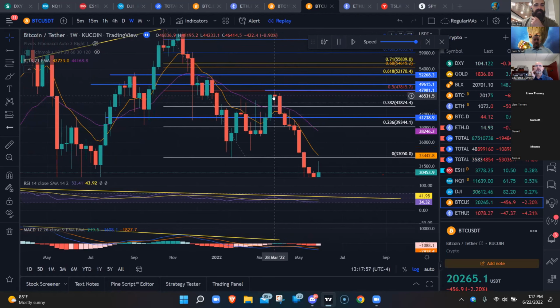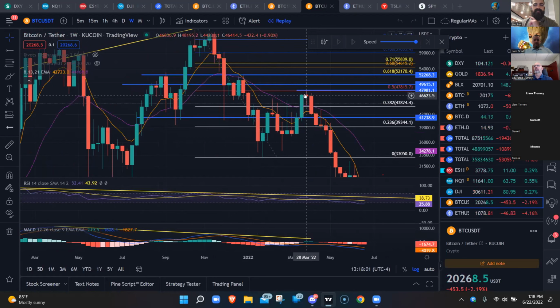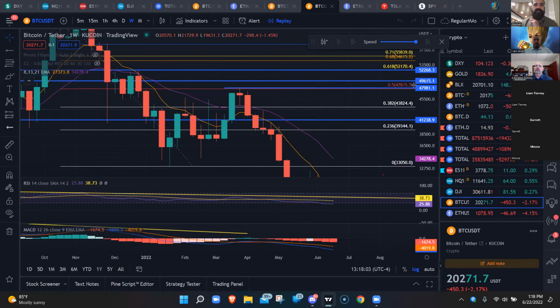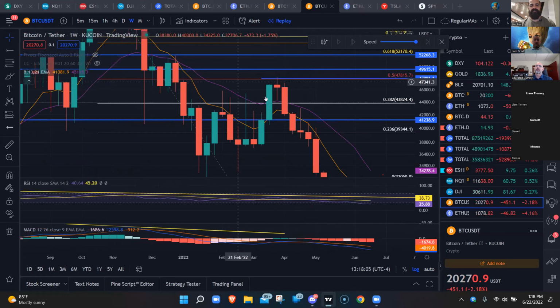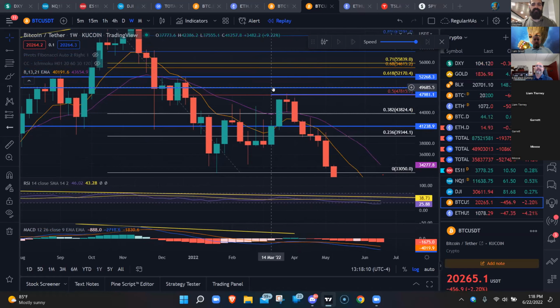It rejected that 0.5 perfectly, especially with that spinning top doji candle. And so you can clearly see that these indicators and these tools can very, very accurately predict human behavior.